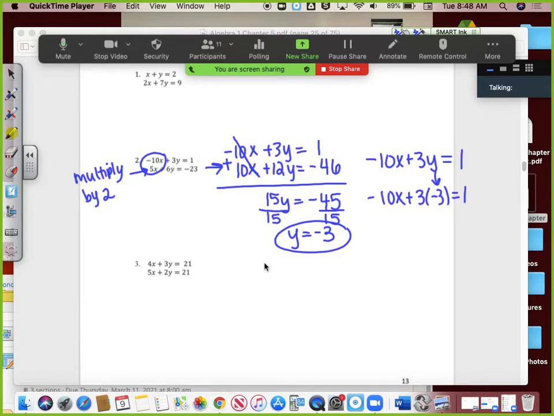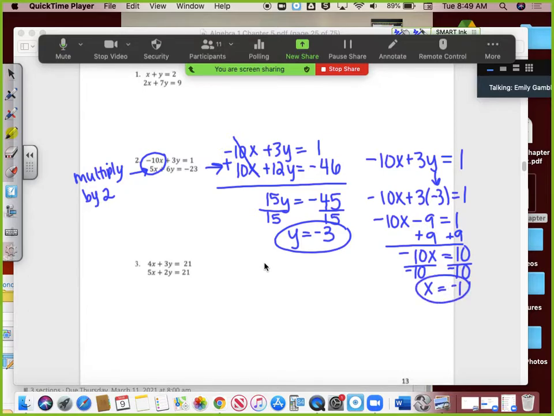3 times negative 3 is negative 9, so this says negative 10x minus 9 equals 1. Adding 9 to both sides, I get negative 10x equals 10. Then I divide both sides by negative 10, and 10 divided by negative 10 is negative 1. So altogether, I found that the answer is negative 1, negative 3.